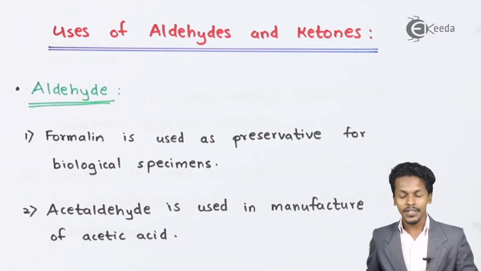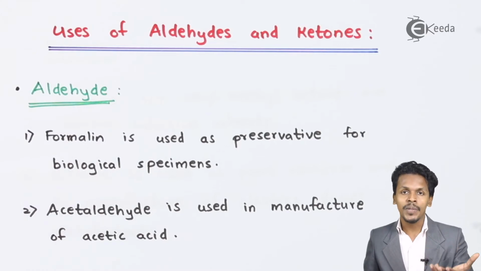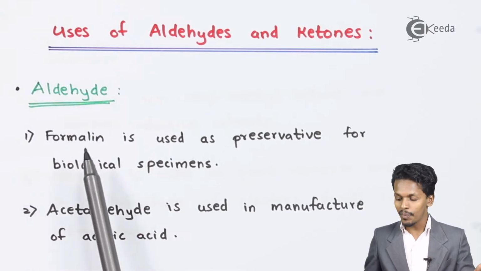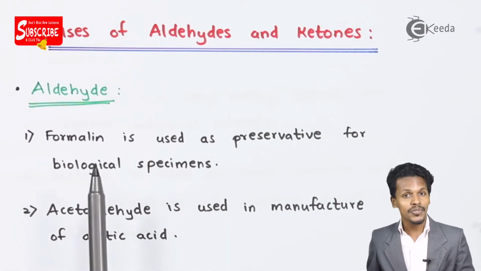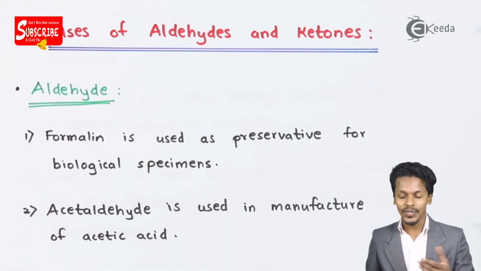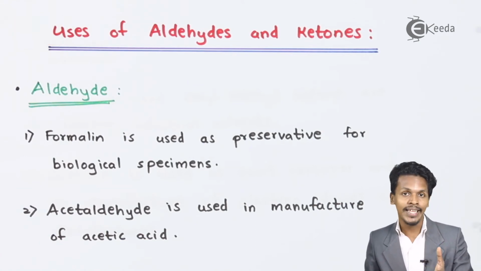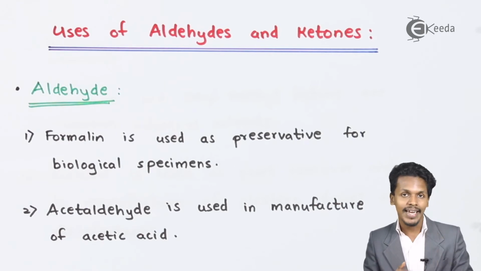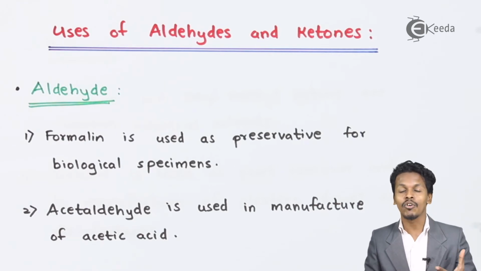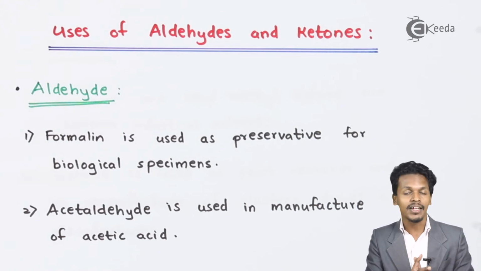For that we have certain points. If we talk about formalin, that is nothing but a 40% aqueous solution of formaldehyde. Formalin is used as a preservative for biological specimens. So that is a use of an aldehyde. And talking about the next one, that is formaldehyde. Formaldehyde is a main component in the formation of bakelite, because bakelite is a polymer that is formed because of formaldehyde only. There are many plastics or many other industries which use formaldehyde as a main component to manufacture certain chemicals.